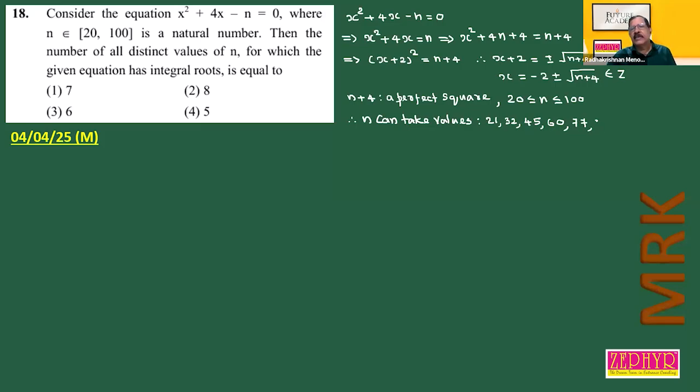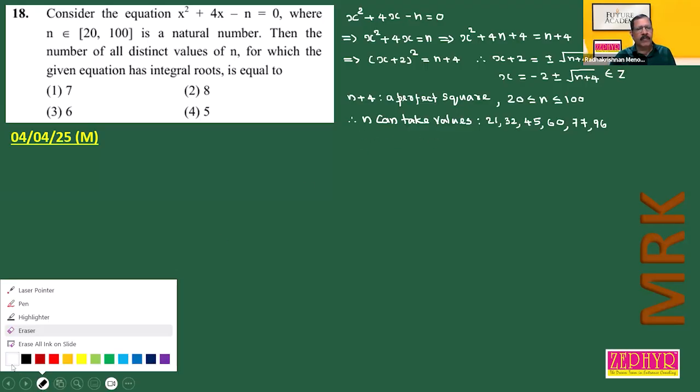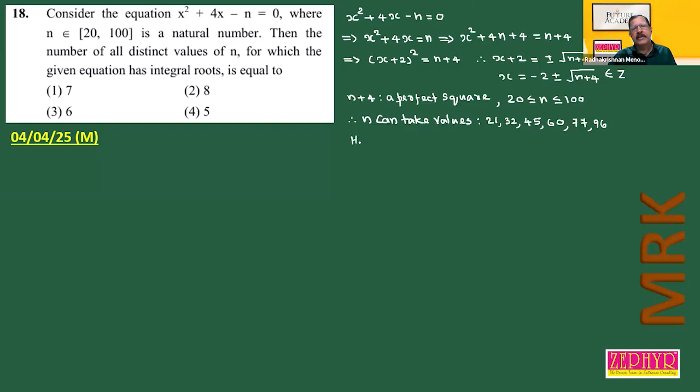81, 100 minus 4 is 96. N can take values, so 5 values N can take. 1, 2, 3, no, 6 values N can take. Hence, N can take 6 values. Okay, so 6 is the corresponding answer. So it's a very simple question.